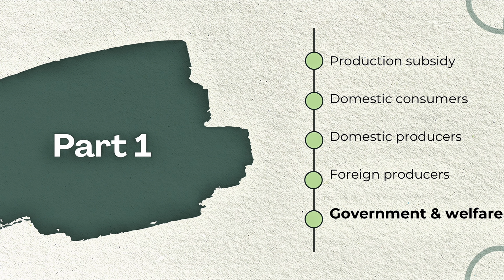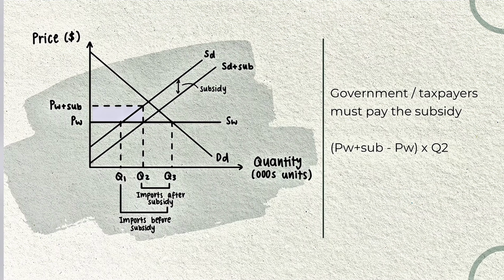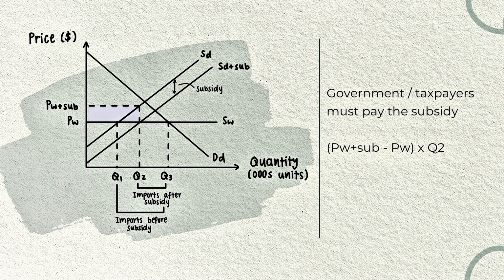And lastly, government and welfare. As the government is paying a subsidy to domestic firms, the per unit subsidy is the difference between PW and PW plus sub. And as the quantity sold is at Q2, this is the difference between PW plus sub and PW multiplied by Q2, which is government spending.